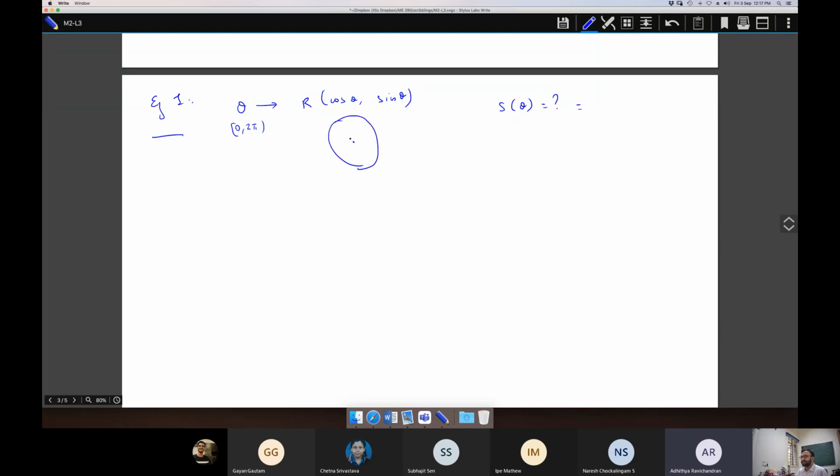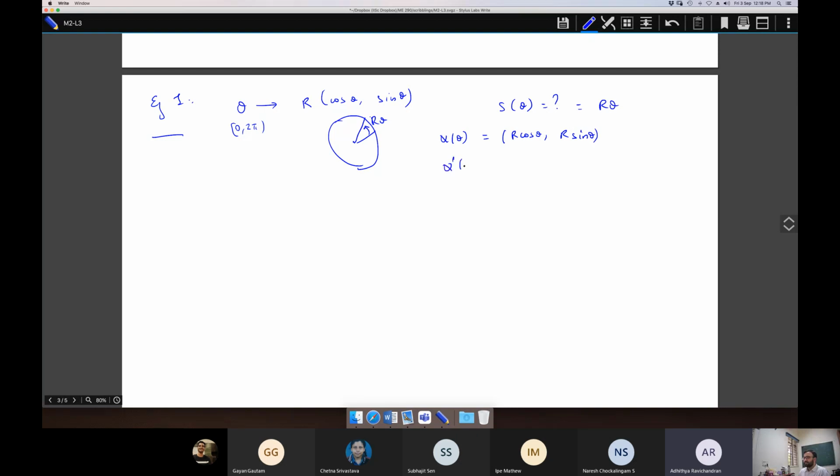What is the arc length? You sweep by angle theta: theta by 2 pi into 2 pi r. That is r theta, right? So we should get this back. Let's reproduce this known answer. What is the function alpha in this case? Go ahead, Aditya.